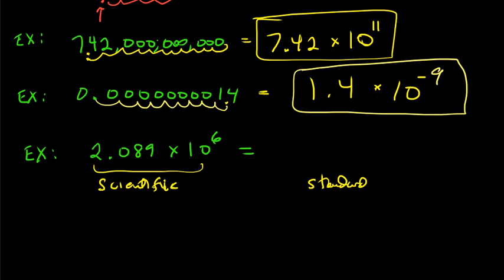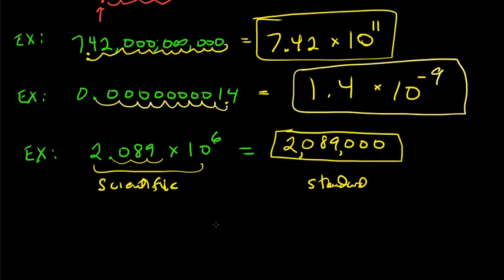Well, since we have a positive exponent, it's going to be a pretty big number. We start with the 2, and then we move the decimal 6 times to the right, right? So 1, 2, 3, 4, 5, 6. And then we typically put commas every 3 digits, right? So this number is 2,089,000 in standard notation.